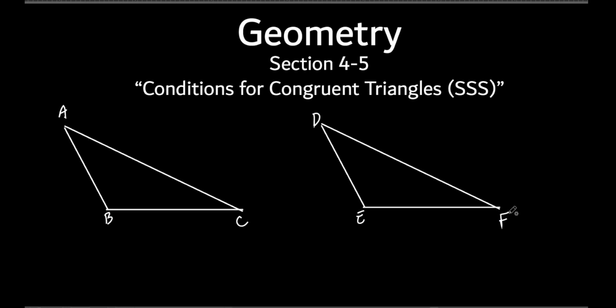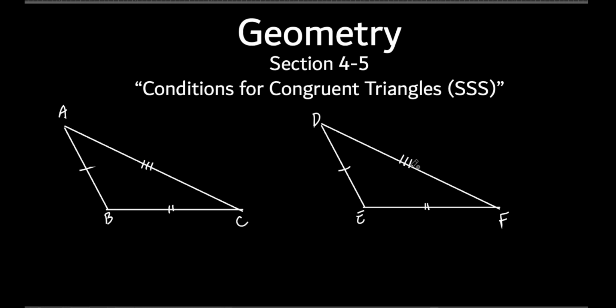Here's what they give you. They give you two triangles, and they give you some information. They tell you that AB and DE are equal to each other. They tell you BC and EF are equal to each other. And they tell you that AC and DF are equal to each other. That right there.